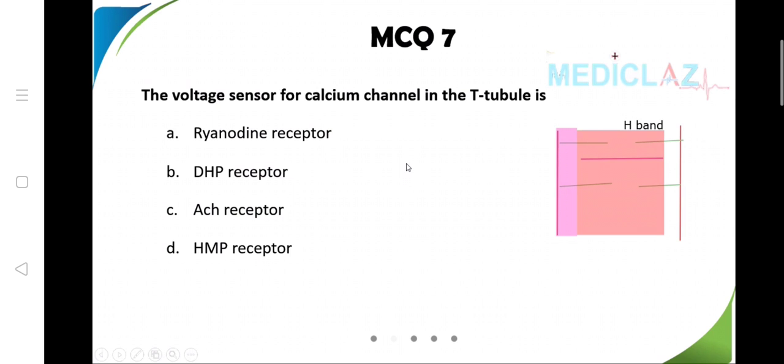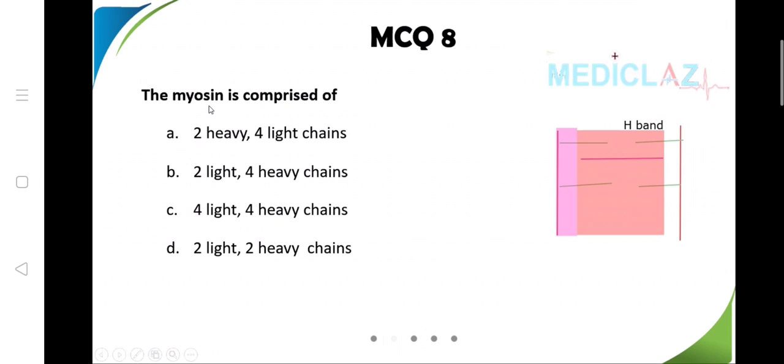One more MCQ which I have added to see whether you have understood. The myosin chain is comprised of? We have seen the structure of myosin. How many chains are there? 2 heavy and 4 light, or 4 heavy and 2 light? What is the answer? We have seen the light chains are 4 chains. I showed you in the form of a mitochondria. So you have 4 light chains and 2 heavy chains. The answer is A.